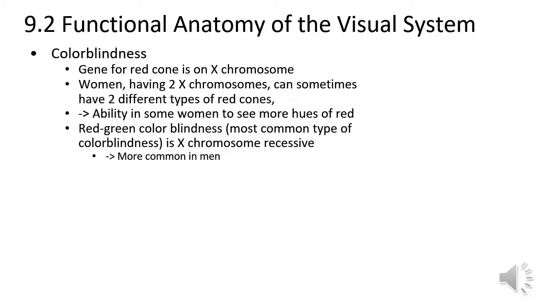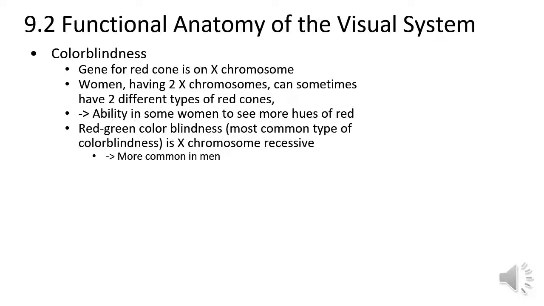So color blindness is something we're going to talk about later as well, but there's a gene for red cones on the X chromosome. If you remember, women have two X chromosomes, XX, so they can sometimes have two different types of red cones, inherited from different parents, which creates an ability in some women to see more hues of red compared to other women and men.